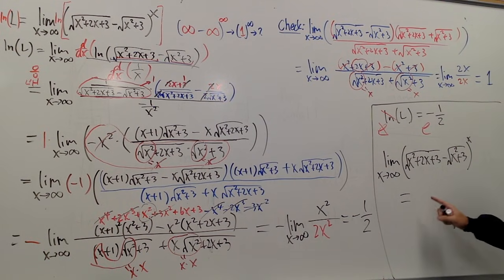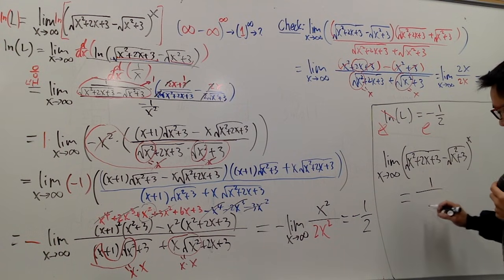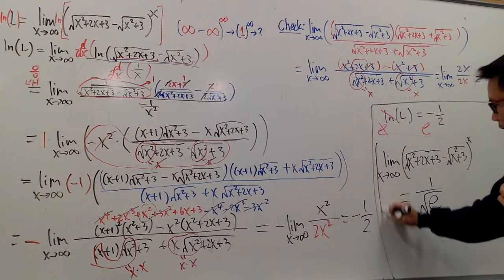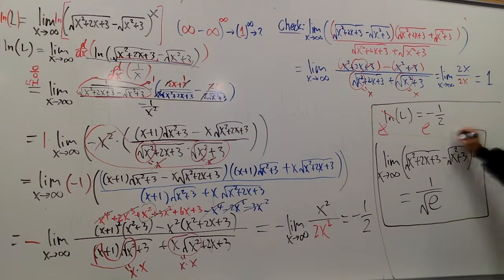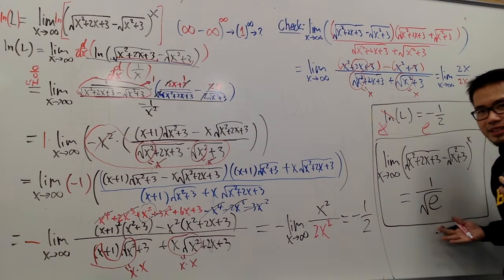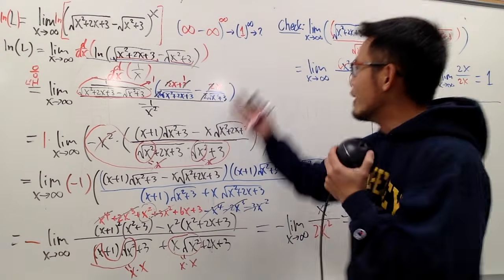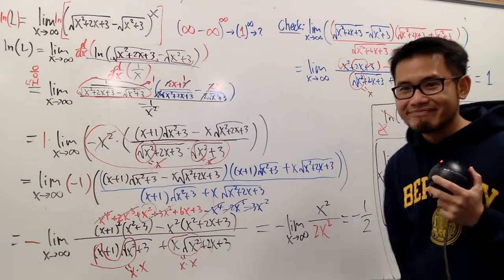Anyway, at the end, this is e to the negative 1/2, which is 1 over e to the positive 1/2. But let's be fancy. Let's write this down as 1 over the square root of e. How is this? This is the final result I want to present to you guys. So this is the answer: 1 over the square root of e. And hopefully you guys like this right here. That's it.